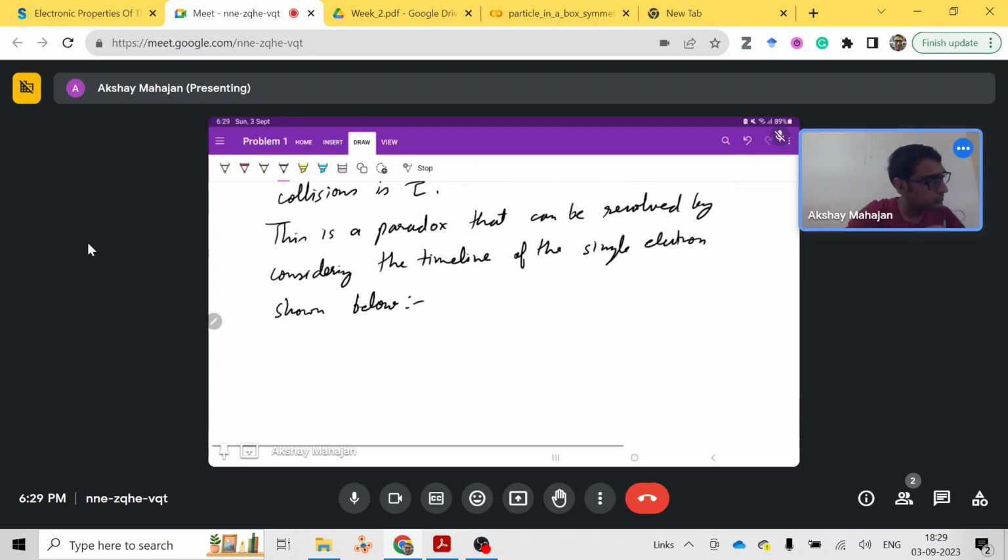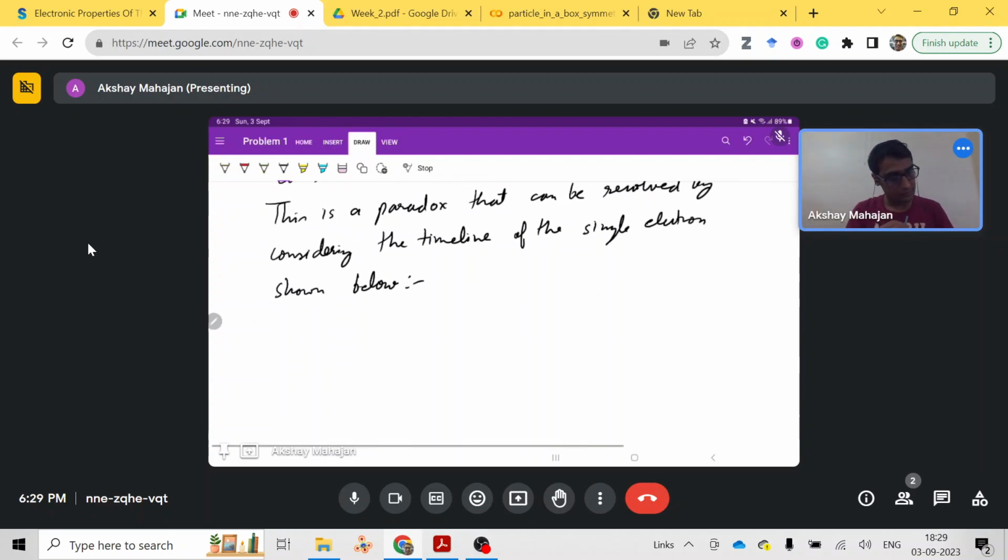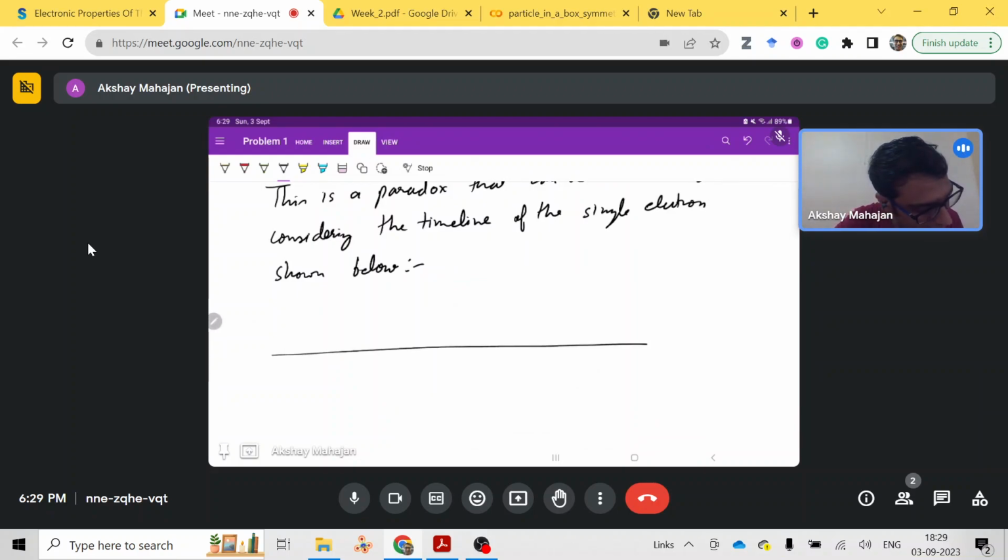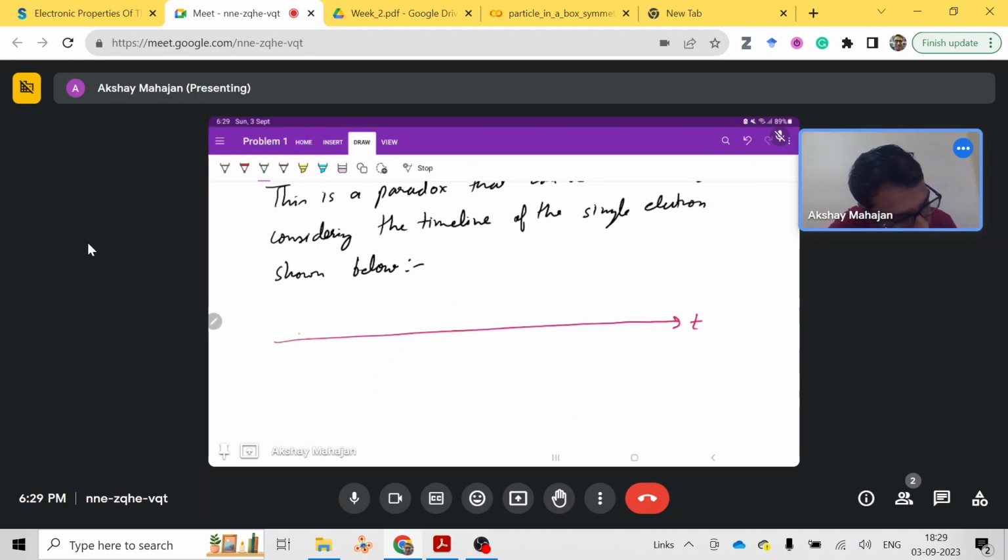Alright, so if we see the trace timeline, let's say this is our timeline T, and these are our collisions. Let's say two consecutive collisions are here, two consecutive collisions are here, and this. So these are collisions. Let me just write that.